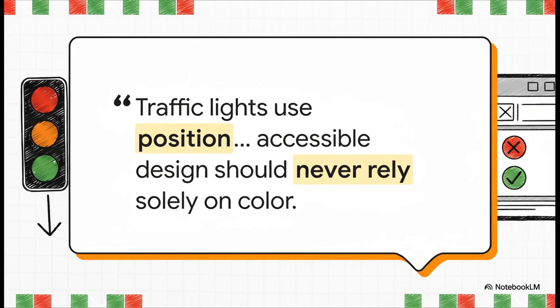You know where we see a brilliant real-world solution to this every single day? Traffic lights. It's so smart. We all know red is on top and green is on the bottom. So even if you can't tell the colors apart, you know exactly what to do because of the position. And that's the big lesson for web design. You can never, ever rely on color alone to convey information.